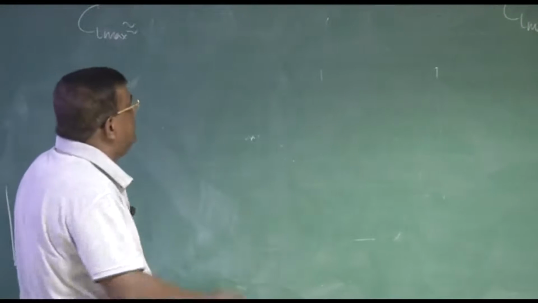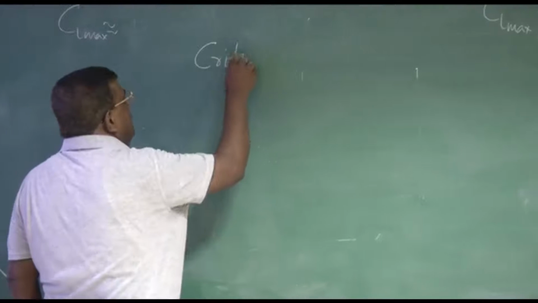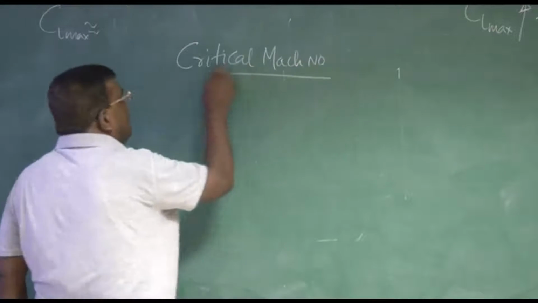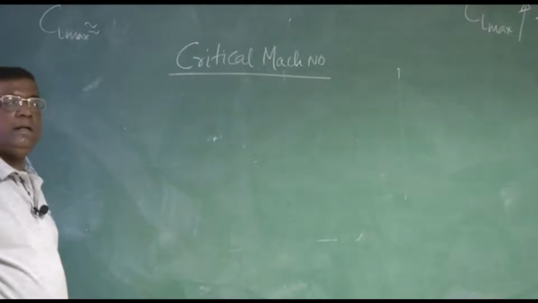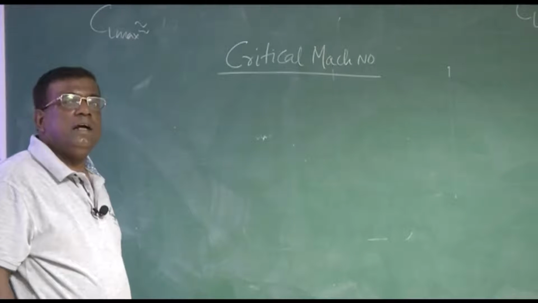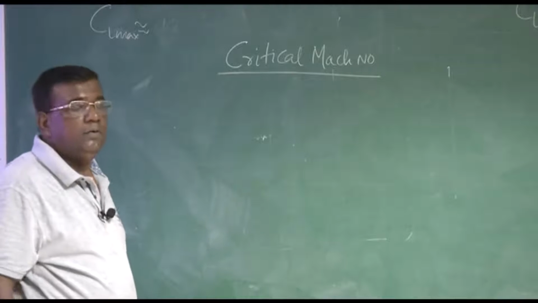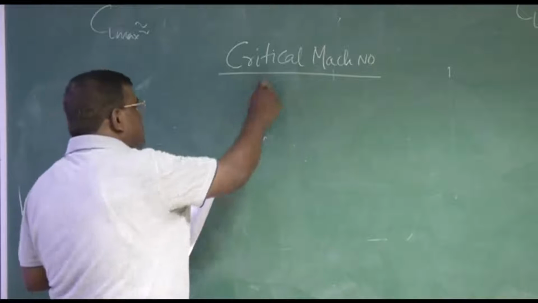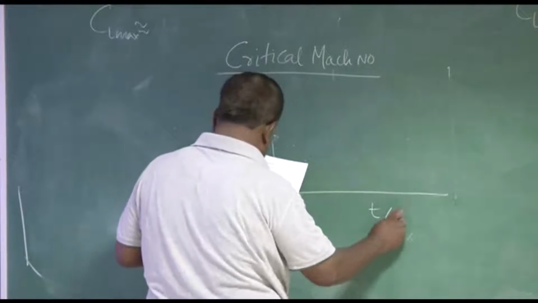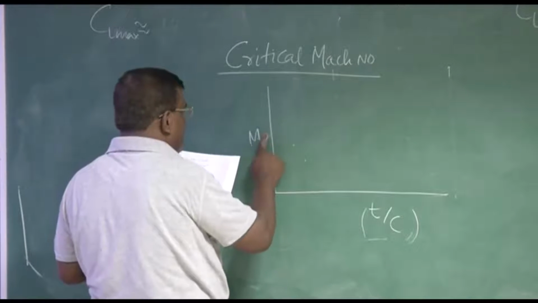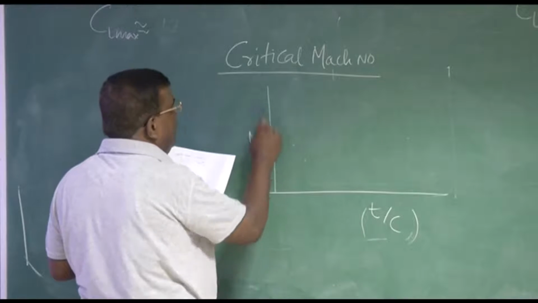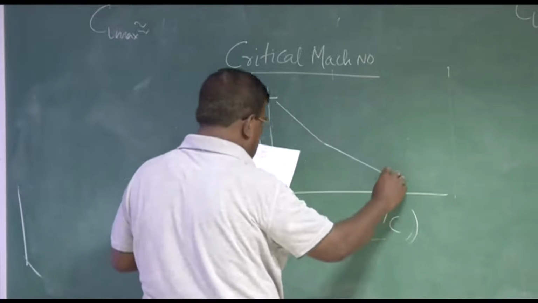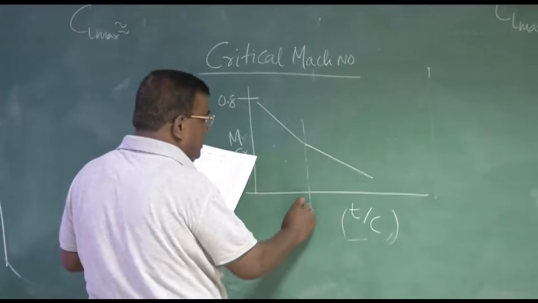Then another thing we discussed, on which we spent a lot of time, the critical Mach number. That is that free stream Mach number at which for the first time some point on the aerofoil attains Mach 1, right? And if I see T by C versus Mach number, this critical Mach number, MCR, typically will be something like this. And this region is around 10 to 12%.